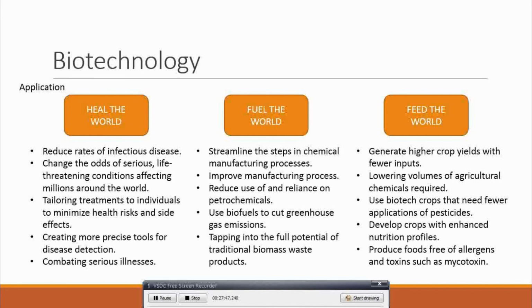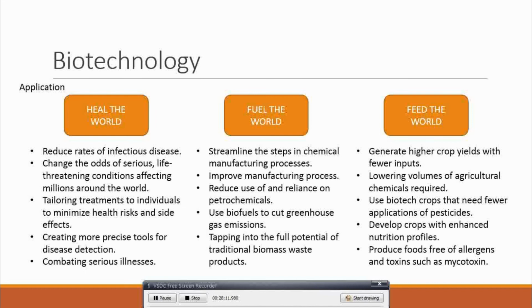Lowering volumes of agricultural chemicals required. Ni orang nak guna racun-racun kan, use biocrop that need fewer application of pesticide. Sekarang kita tengok sayur yang kita beli pun banyak dia orang gunakan racun kan. Jadi sayur yang mana yang orang prefer? Orang prefer yang kalau boleh sebaik-baiknya tak gunakan racun. Tapi nampaknya macam susah kan.